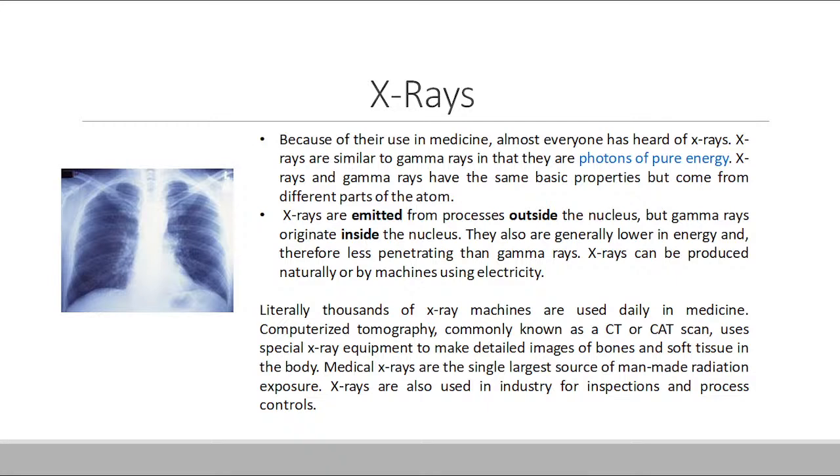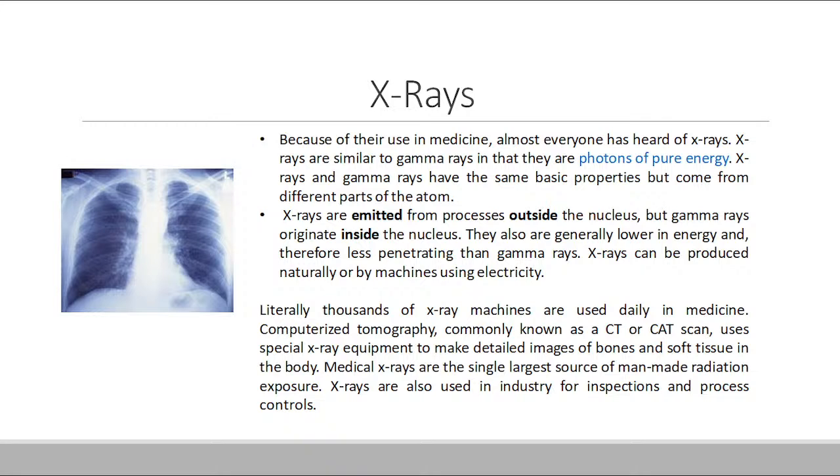X-rays. Because of their use in medicine, almost everyone has heard of X-rays. X-rays are similar to gamma rays in that they are photons of pure energy. X-rays and gamma rays have the same basic properties but come from different parts of the atom. X-rays are emitted from processes outside the nucleus, but gamma rays originate inside the nucleus. They also are generally lower in energy and therefore less penetrating than gamma rays.